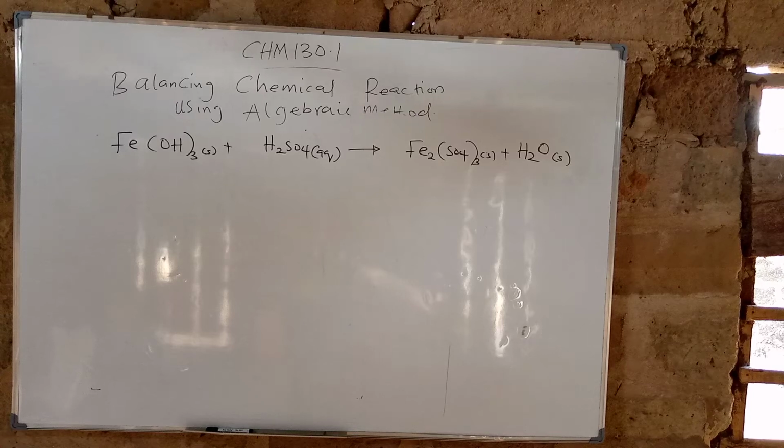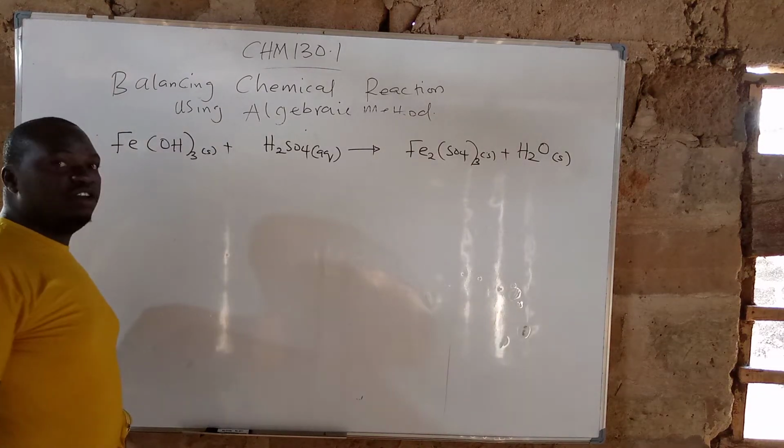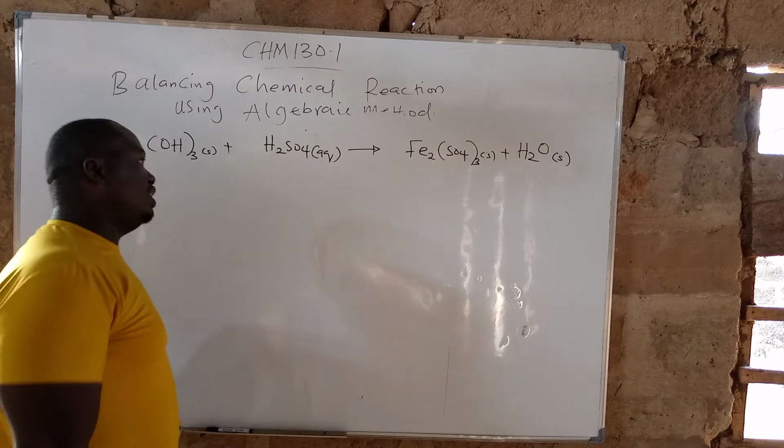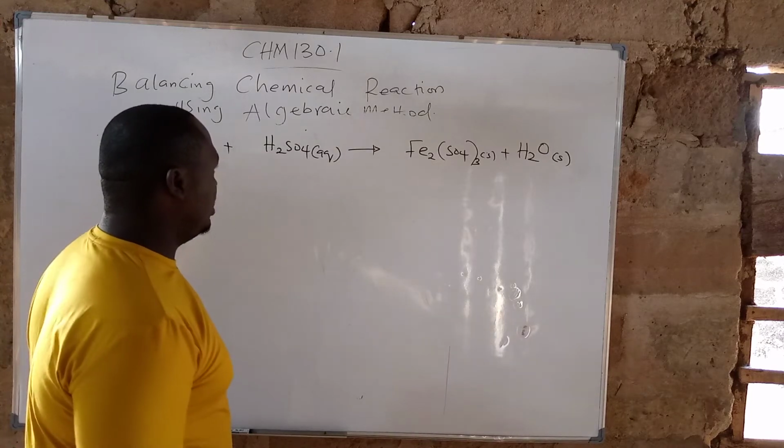Part 3 of balancing of the chemical equation using the algebraic method. This is the third example. If you have not watched my part 1 and part 2 of the video, you'll be able to watch them on the channel so that you can understand what I did there.